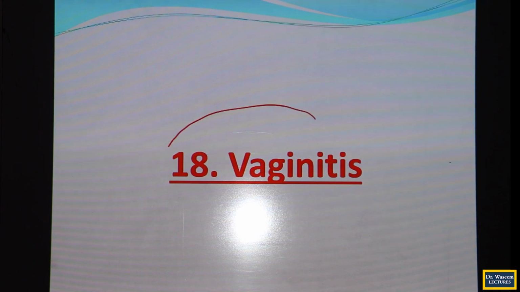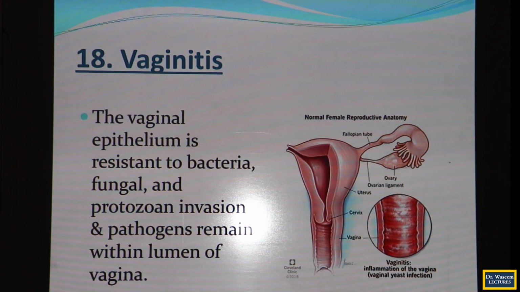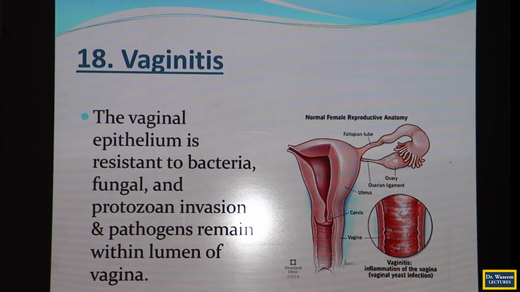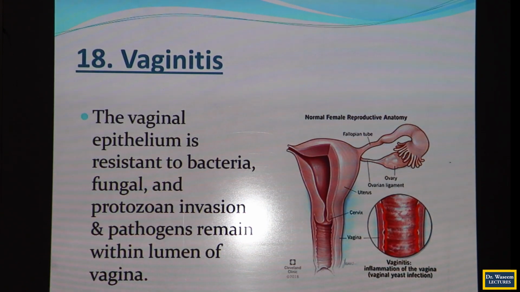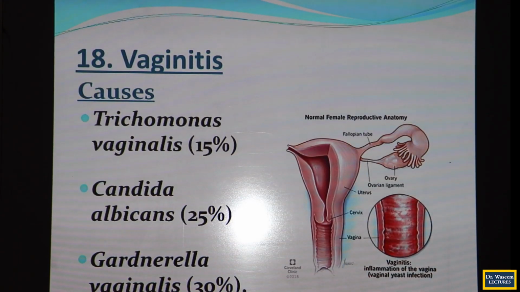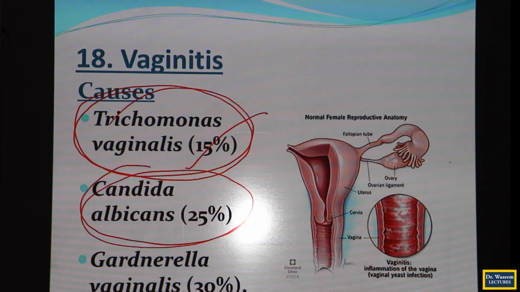Another is vaginitis, meaning inflammation of the vagina. Otherwise the vaginal epithelium is resistant to bacterial, fungal and protozoal invasions. Usually the pathogens remain within the vagina and do not cause any harm to the vaginal epithelium because of its acidic pH. But if the vaginal epithelium is involved, we call it vaginitis. Mostly it is protozoal, Trichomonas vaginalis, in 15% of cases. Another is Candida albicans, a fungus, 25% of cases, and 30% is bacterial infection.